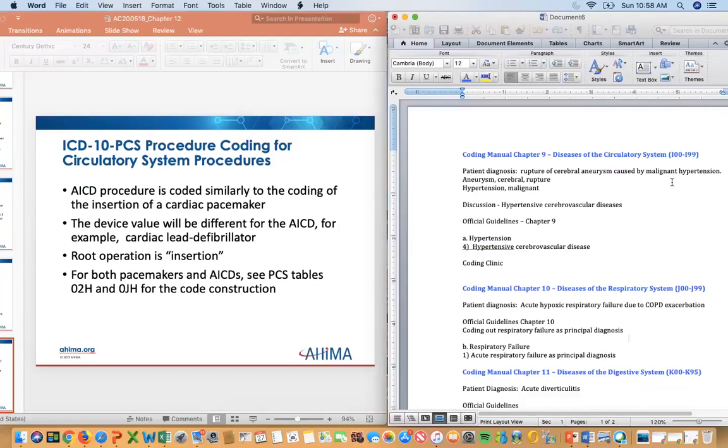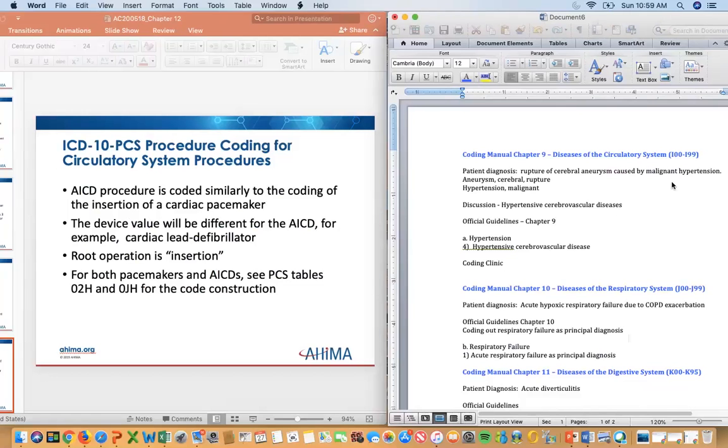Well, the first thing we're going to do is determine our main term. To hit my index, I am going to hit aneurysm. I'm going to look at cerebral and rupture because that's where my main term should focus. And then I have to identify the hypertension and that it was malignant. So I'm going to walk you through this just to make a full circle with you, and we're going to start with aneurysm.